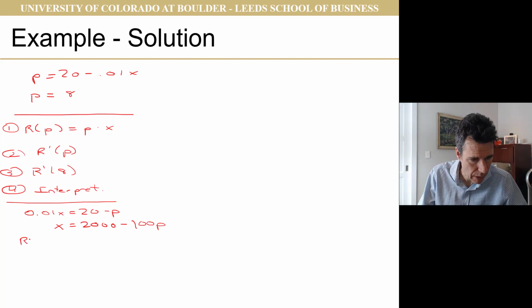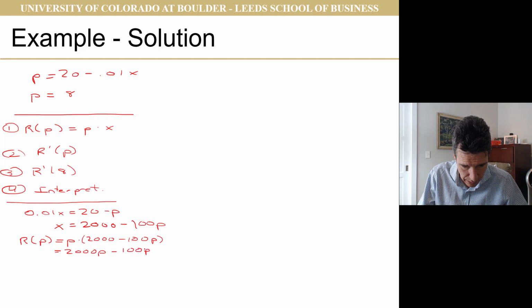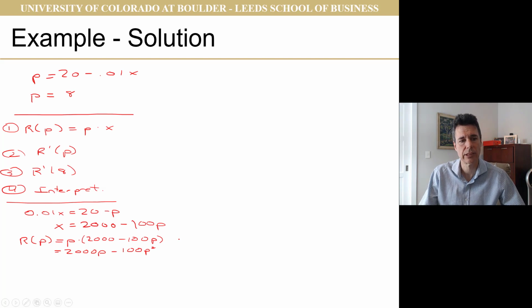So revenue as a function of price is P times x, which is 2,000 minus 100p, which we can rewrite as 2,000p minus 100p squared. Okay, so that was step 1.